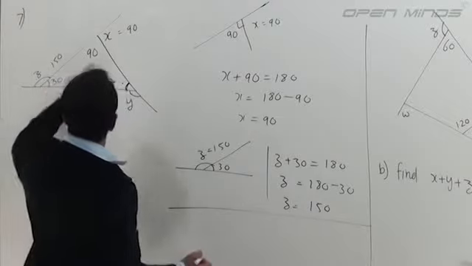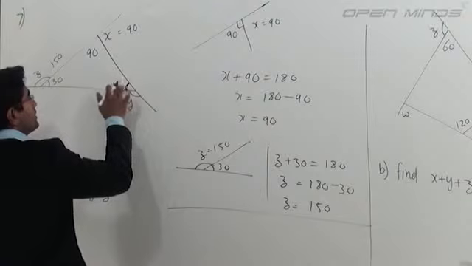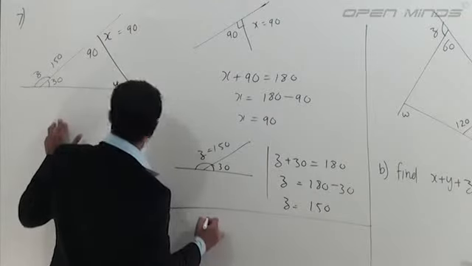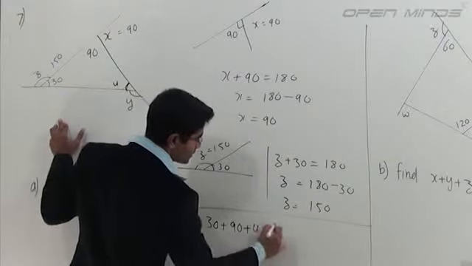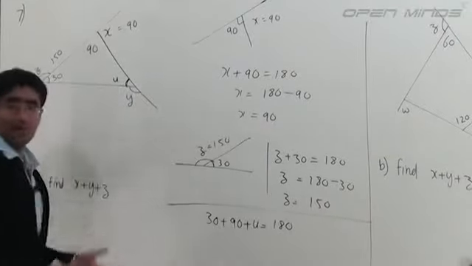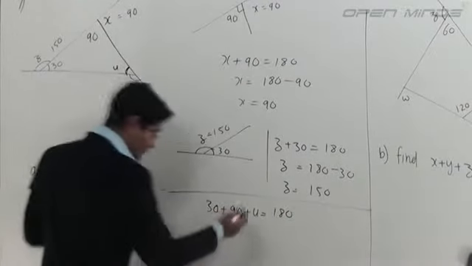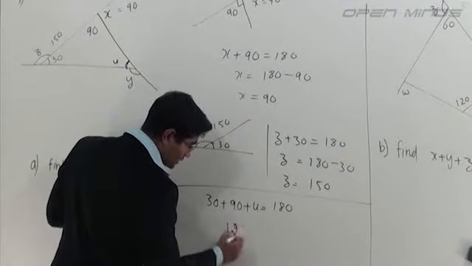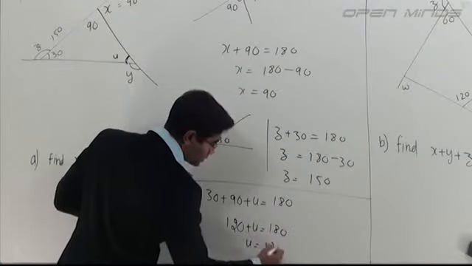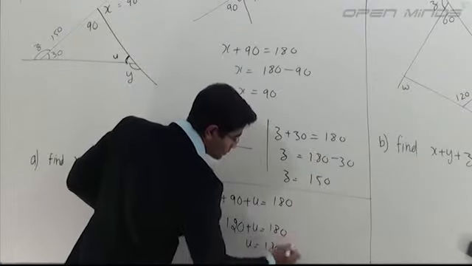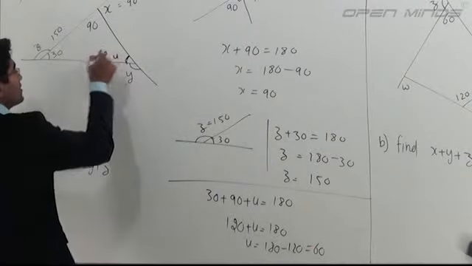So let's see what happens here. I can write 30 plus 90 plus, now this guy, let me name this guy as u. Alright, so let's say you call it u. So what happens to this guy? I can write 30 plus 90 plus u is 180, because the sum of the interior angles in a triangle is always 180. So that should be 120 plus u is 180. Then u is how much? 180 minus 120. That is 60. So this guy is 60. So we just got this guy to be 60.